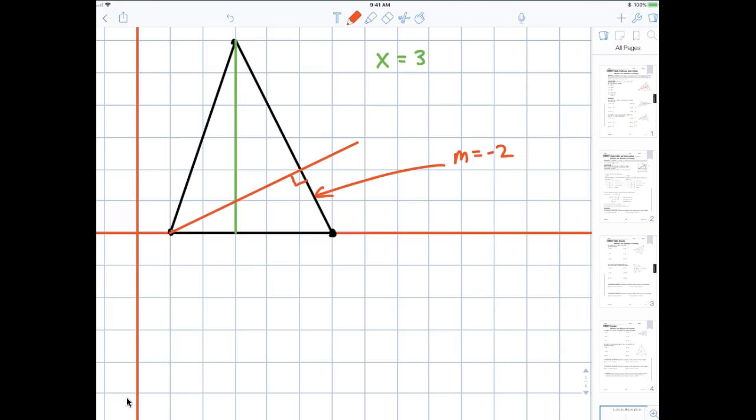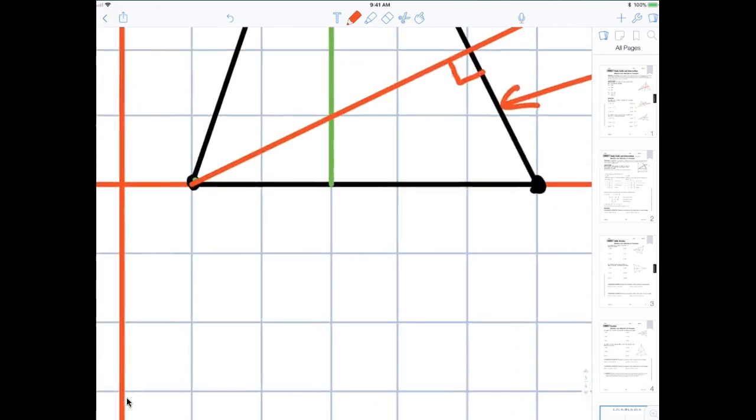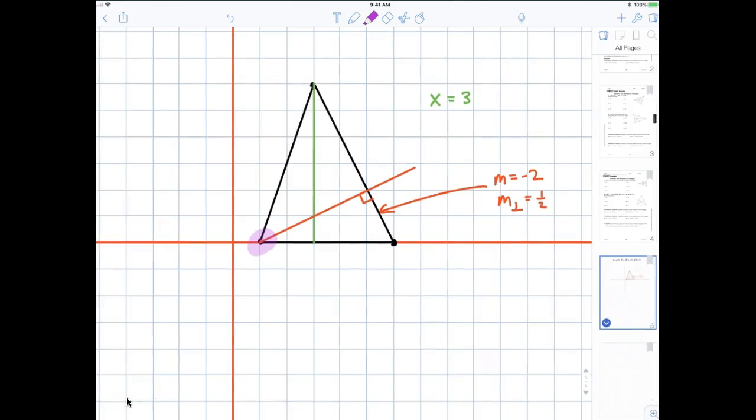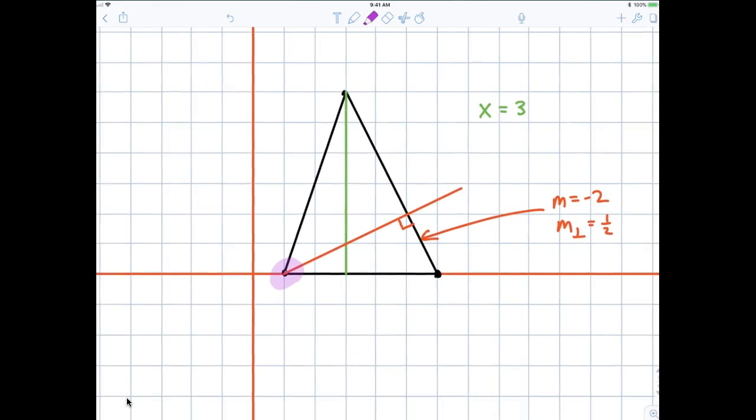The slope of this line is -2. So what would be the slope of the perpendicular? No, think for yourself. 1/2. The slope of the perpendicular would be 1/2. Everybody agree with that? So I'm going from, don't forget, this point down here. Is everybody with me? So I would go from that point up 1 and over 2.